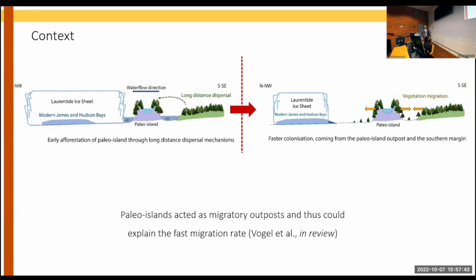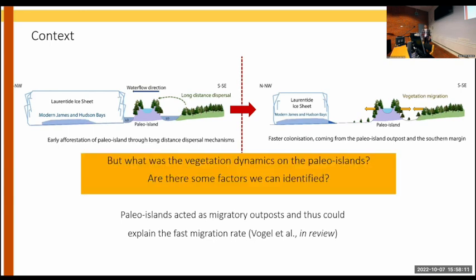It means that when Lake Ojibway was still present, the paleo-island was already colonized by vegetation coming from the south, where the lake was already gone. And it's a beautiful example of the range expansion that Guillaume was talking about before. Because they were colonized before the drainage of Lake Ojibway, they could explain the fast migration rates observed. But there are still some questions we didn't answer, such as what the vegetation dynamics were on these paleo-islands, and if we can find some patterns or factors that can explain this afforestation.